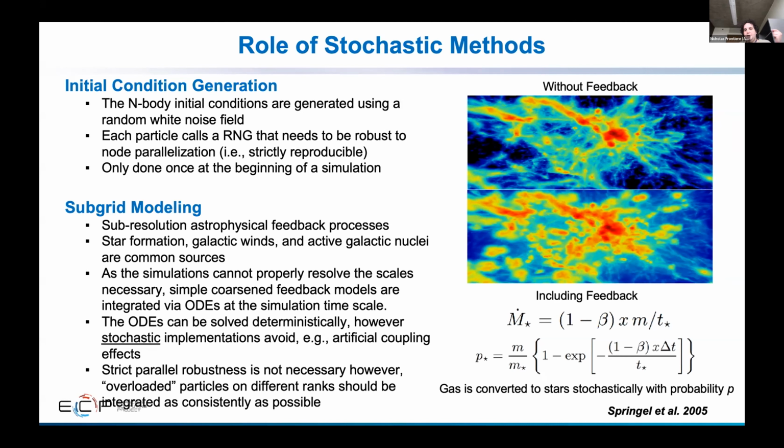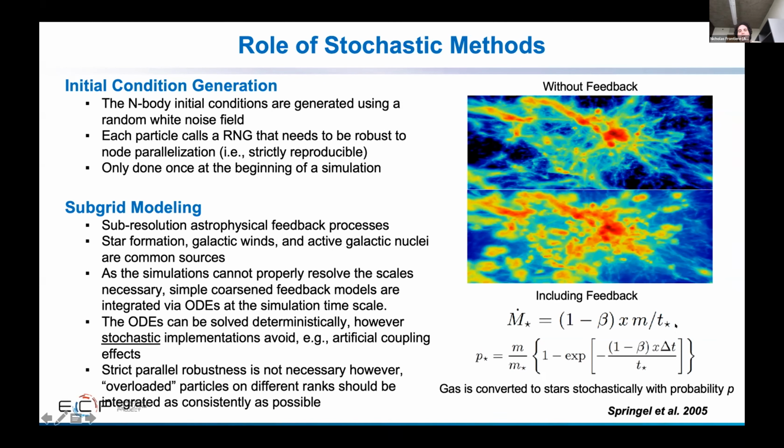The second is actually a much more intensive problem, which is called subgrid modeling. So not only are we modeling dark matter and hydrodynamic effects, we also have to stochastically model star formation, galactic winds, active galactic nuclei, et cetera, which are astrophysical processes happening at much smaller scales than we can resolve and need to come in as source terms in our equations. So I give a very simple toy model example of what this means.